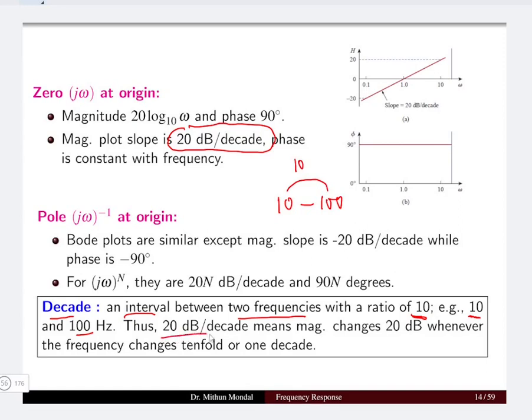So 20 decibel per decade means that there is a 20 decibel change whenever the frequency changes 10-fold, or 1 decade. So 1 decade corresponds to 10-fold. So 10 times we have a change in the frequency. So 20 decibel per decade means there is a 10 times change in the frequency, and the magnitude will change by 20 decibel.